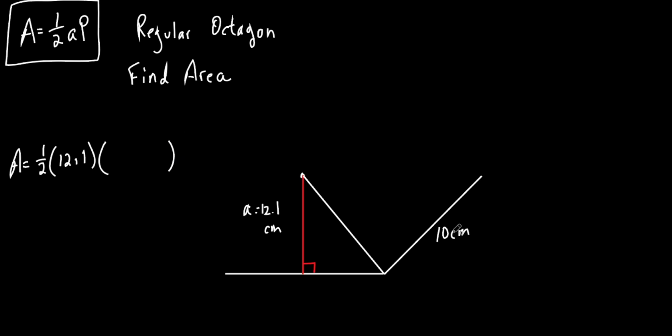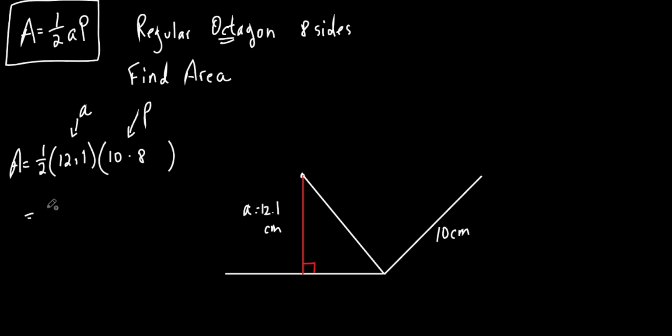Is the perimeter 10? No. 10 times 8. That's right, because it's an octagon. That means there's 8 sides, correct? So the perimeter is what? 10 times 8. That's the perimeter. Make sense? This is the apothem, and there's your 1/2. And it's as easy as that. Put it into a calculator, and you get what you get. What do I get?